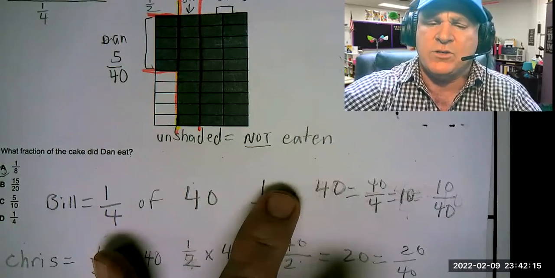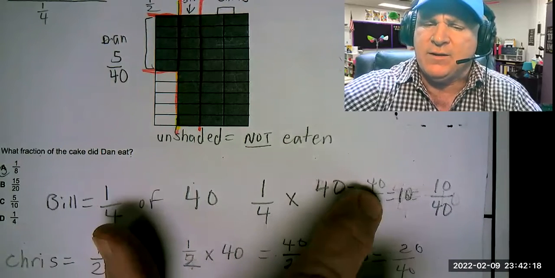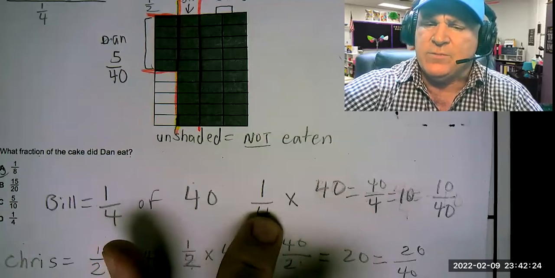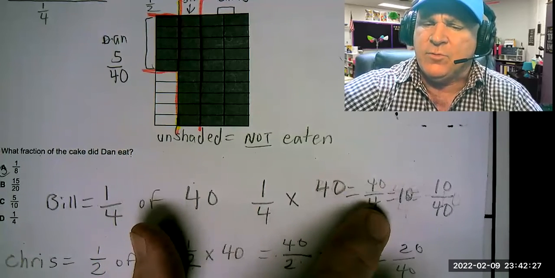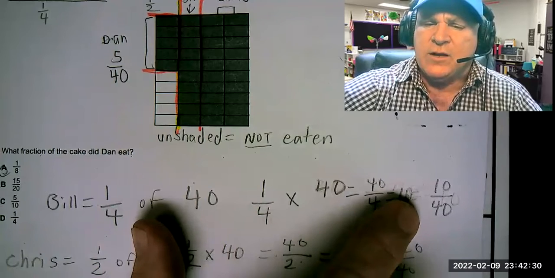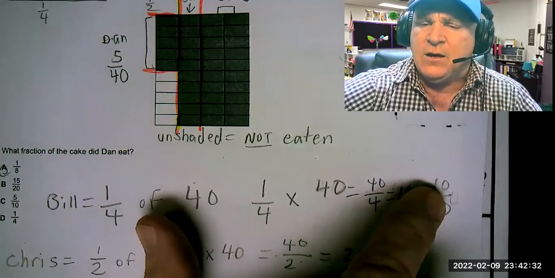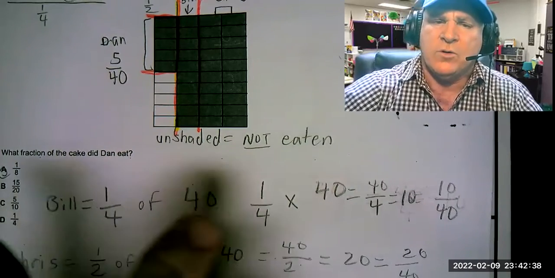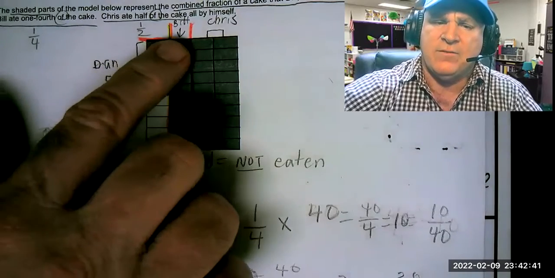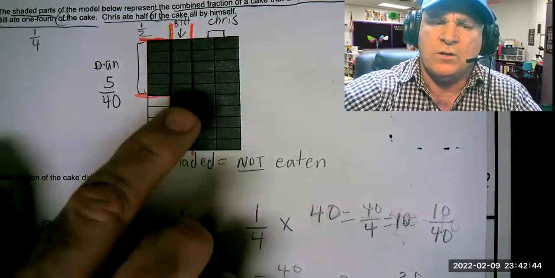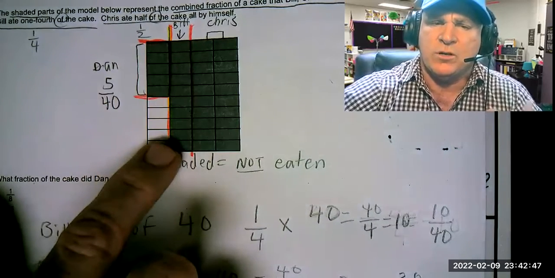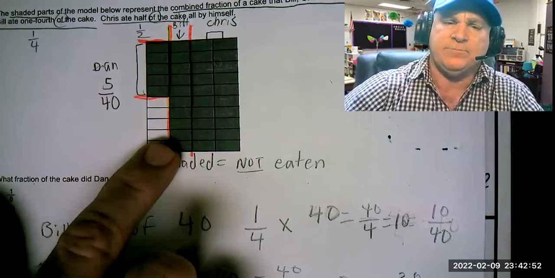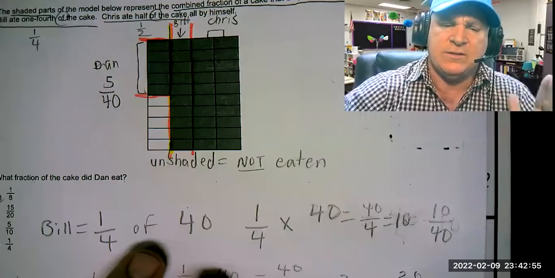40 times 1 is 40 in the numerator, the dividend, divided by the 4 that's in the denominator, the divisor. 40 divided by 4 equal parts equals 10. So that means that Bill ate 10 of the 40 pieces. That's the 1/4. So when we come over here, there's 10 of the 40 pieces right there. So we'll separate Bill's portion, Bill's proportion, Bill's fraction, 10 out of the 40. Those are now designated for Bill.